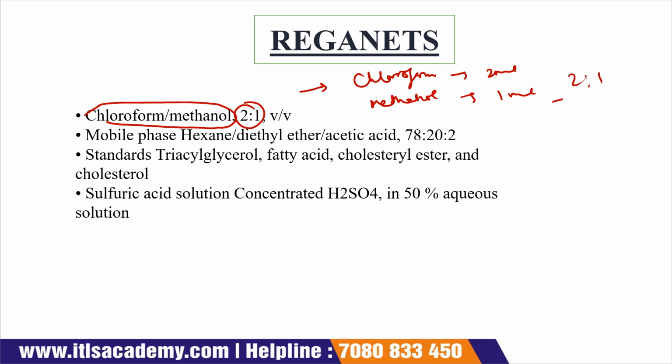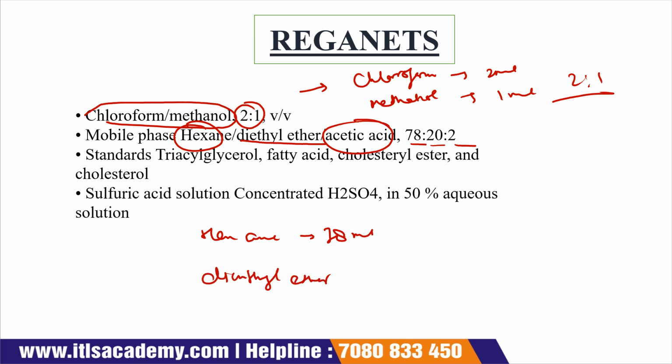Okay, that is 2:1. And the mobile phase will be hexane, diethyl ether and acetic acid in the ratio of 78:20:2. That means we take a mixture of hexane, diethyl ether and acetic acid. So hexane will be 78 ml, diethyl ether will be 20 ml. If this is 78%, this is 20%, and this is 2%, so this acetic acid will be 2 ml.